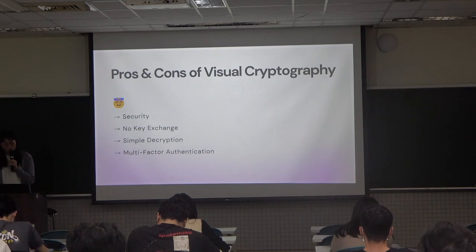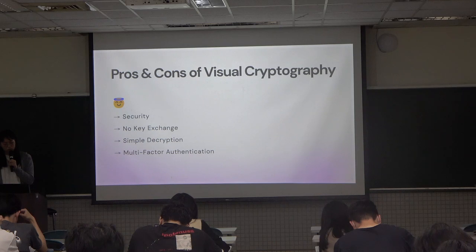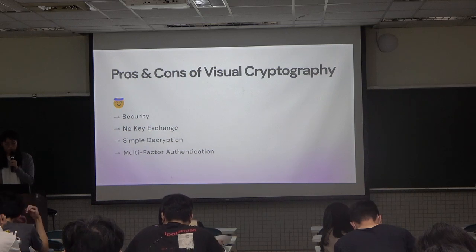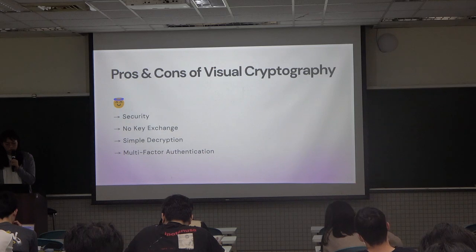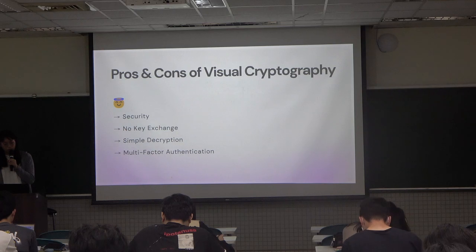And what are the advantages of visual cryptography? One is security. Visual cryptography splits the information into multiple shares which individually reveal no details about the original message. In addition, unlike the traditional encryption methods, visual cryptography doesn't need to exchange a shared secret key, and the decryption is relatively straightforward and doesn't require any complicated computations.